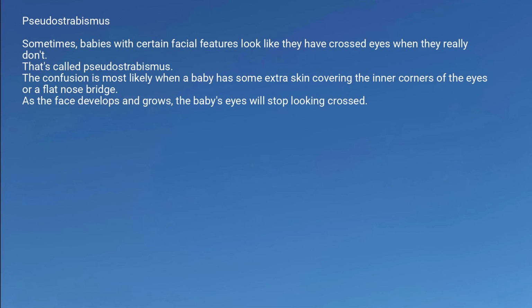Pseudostrabismus. Sometimes, babies with certain facial features look like they have crossed eyes when they really don't. That's called pseudostrabismus. The confusion is most likely when a baby has some extra skin covering the inner corners of the eyes or a flat nose bridge. As the face develops and grows, the baby's eyes will stop looking crossed.